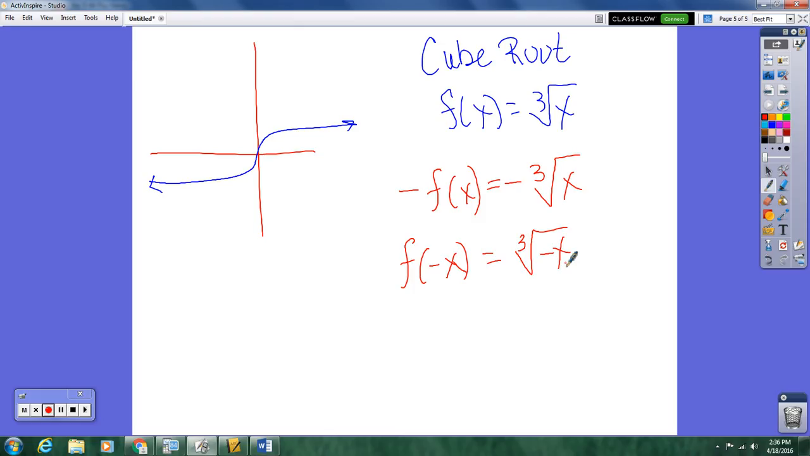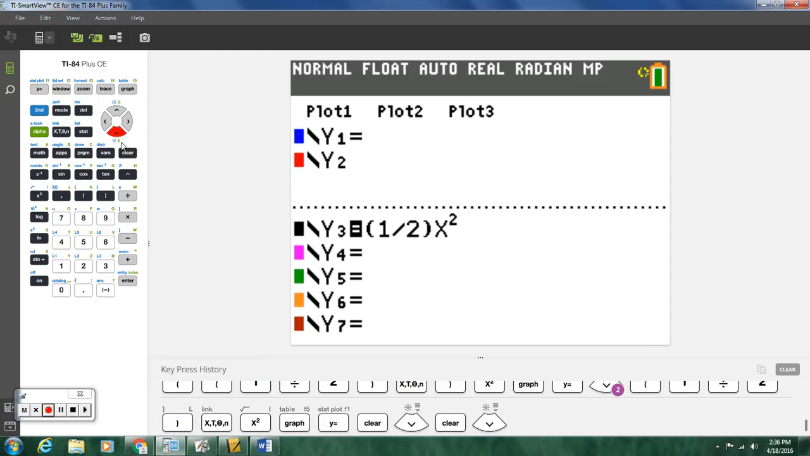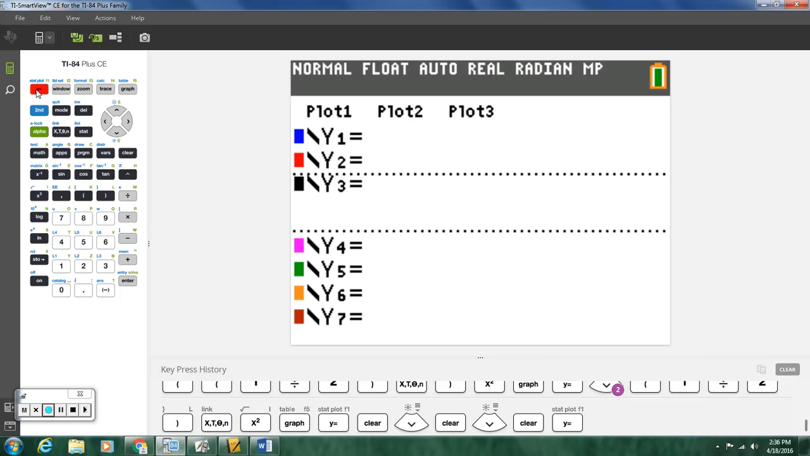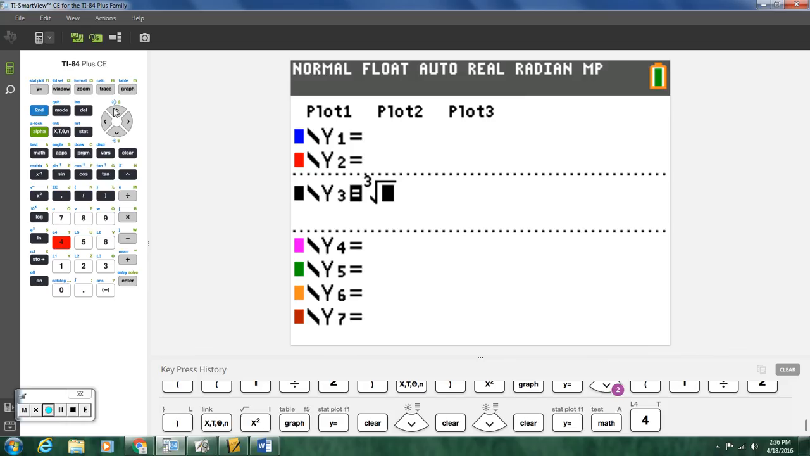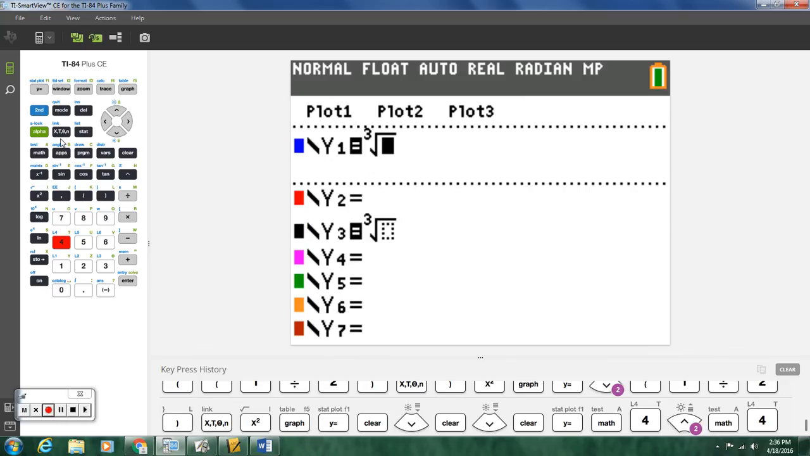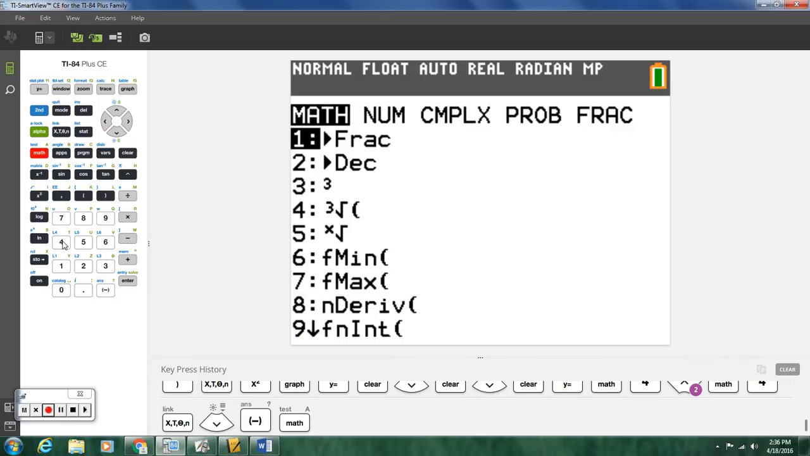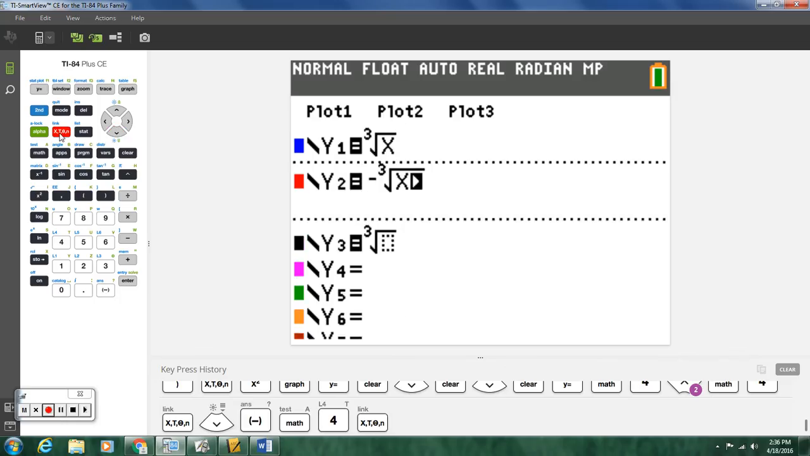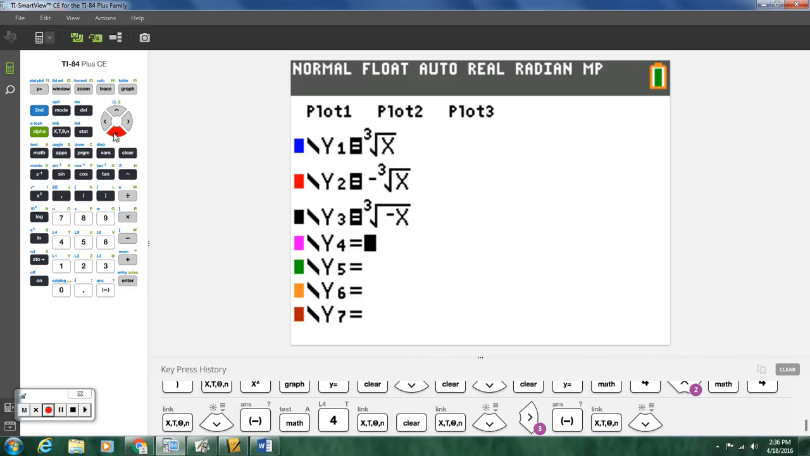Alright, now the cube root. Now your cube root, go to math, right there, number 4. You got the cube root of x, you got the negative cube root of x. Put that in there. And then you've got the cube root of x, and you've got the negative x. So now 4 of them in there.